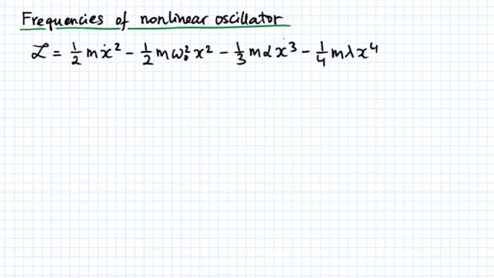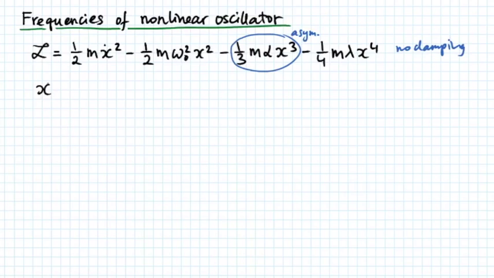The cubic term obviously gives us asymmetry. And note that this Lagrangian has no damping, obviously. And we would like to consider the motion in this nonlinear potential.